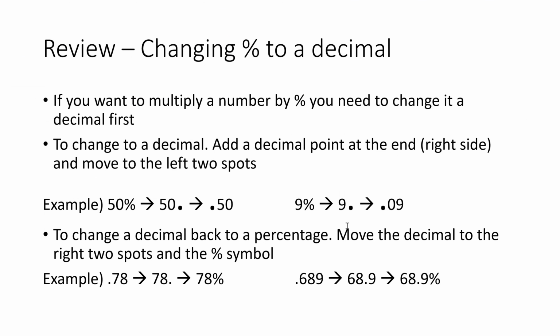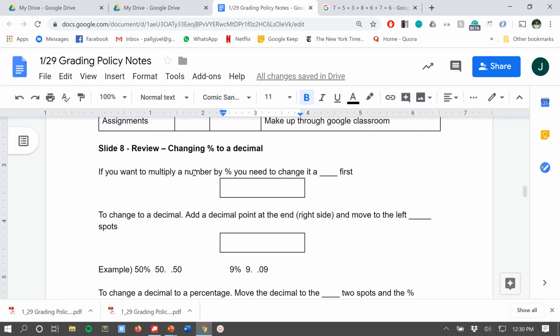All right, so we're going to be practicing calculating grades. To do that, we're going to have to work with percents and decimals. So I want to just go through that real quick. The general rule for working with decimals is that you always have to change percents into decimals first if you want to do any math with them. If you want to multiply, add, or subtract, first you got to change that percent to a decimal. So let's put that in first. If you want to multiply a number by a percent, you need to change that percent to a decimal first.